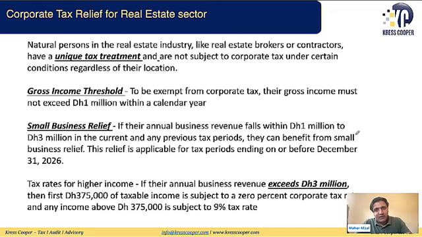Natural persons with up to 1 million are not subject to corporate tax. Between 1 million and 3 million, natural resident persons can opt for the small business relief. If the income is more than 3 million, they will be subject to corporate tax. Natural persons doing business in the UAE can opt for small business relief. This is an important point.